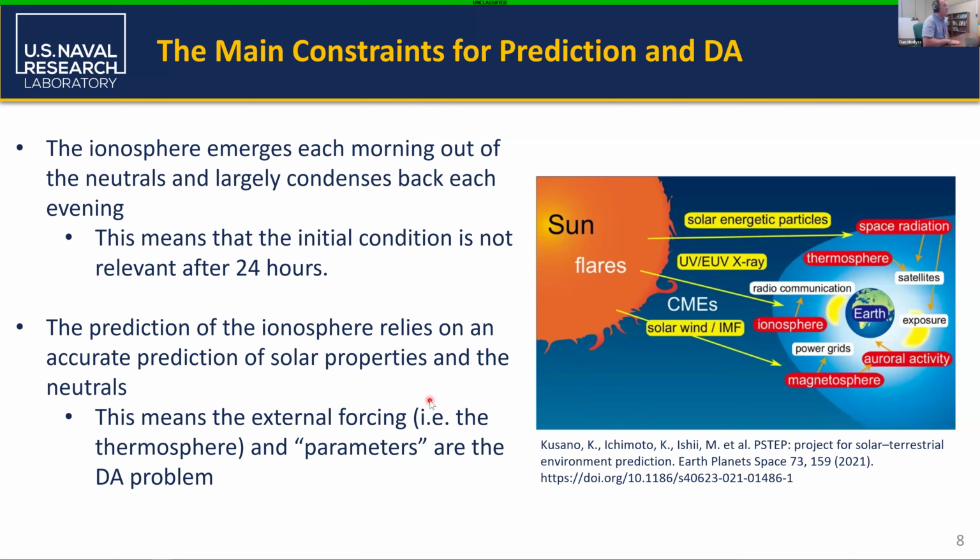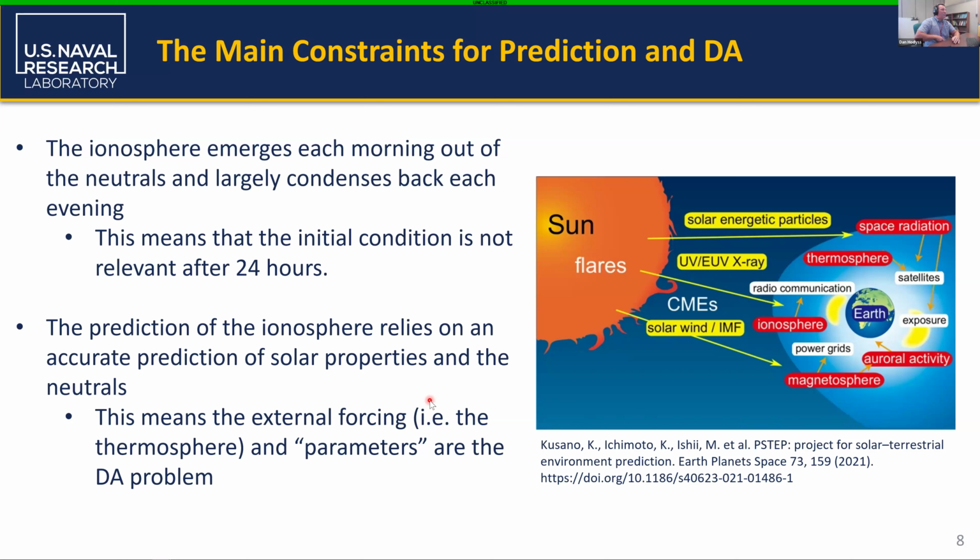Now we're going to switch gears and talk about prediction and data assimilation. So I think a good way to think about the ionosphere is to imagine how it emerges each day in the morning from the neutrals as the sun shines on the Earth, and then it grows throughout the day, and then largely just condenses right back into the neutrals each evening.